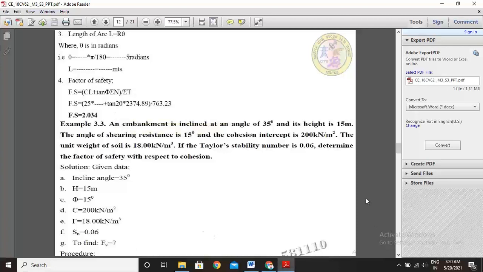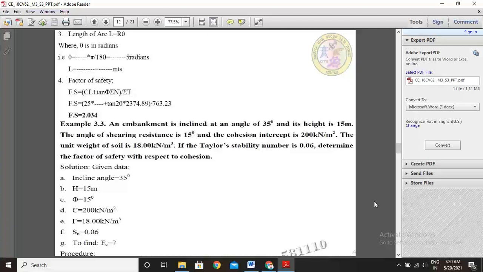Next, third example. An embankment is inclined at an angle of 35 degree and its height is 15 meter. The angle of shearing resistance is 15 degree and the cohesion intercept is 200 kilonewton per meter square. The unit weight of soil is 18 kilonewton per cubic meter. If the Taylor stability number is 0.06, determine the factor of safety with respect to cohesion.